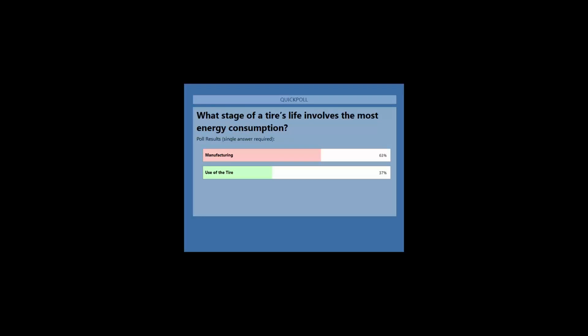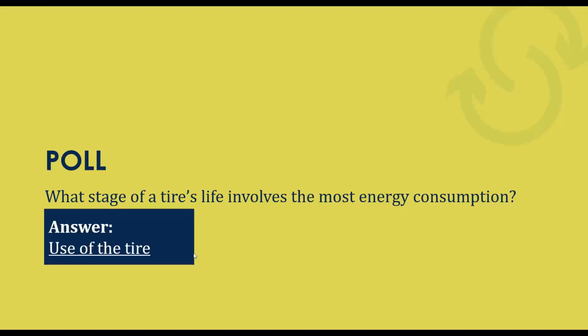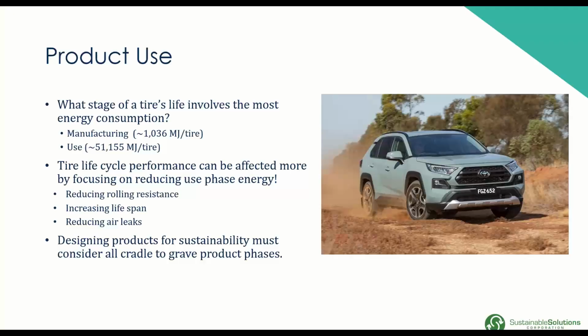So the correct answer is, from a life cycle perspective, 63% of you said manufacturing and 37% use of the tire. That's great. The real answer, or the correct answer, would be use of the tire, and let me tell you why. So if we look at product use in the manufacturing stage, the average tire, and this is energy measured of total energy in megajoules, takes about 1,036 megajoules per tire to make a tire. That includes the raw materials and the manufacturing and everything else.